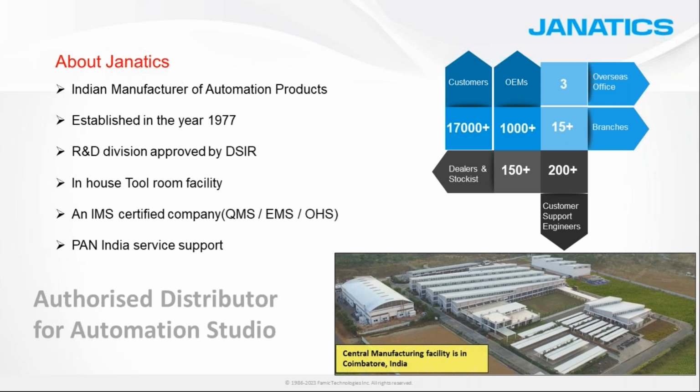Genetics has 15 plus branches in India and 3 overseas offices located in USA, Germany, and Dubai. We have 200 plus support engineers globally and 50 plus dealers and stockists. We have 1,000 plus OEMs and 17,000 plus direct customers. Genetics is the authorized distributor for Automation Studio in India.